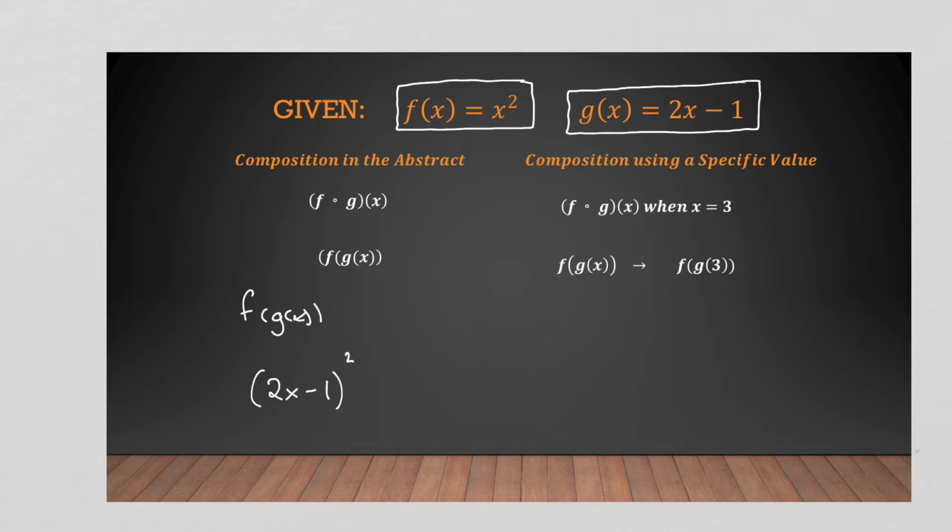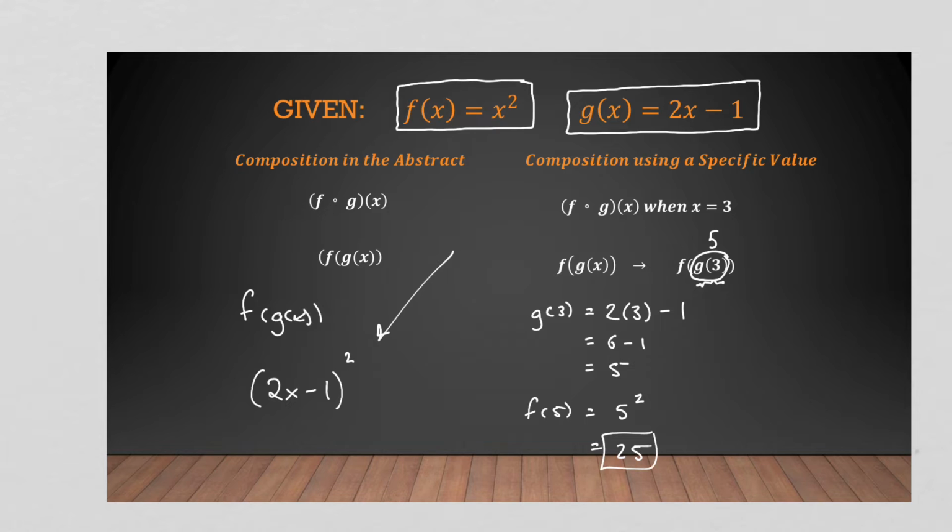But if you need to solve for a specific value, and I'll show you how this works right after, well, solve g of 3 first. So take your g of x function, but solve for g of 3. So sub 3 in for x, you get 6 minus 1. So g of 3 is 5. So that means that this whole thing is just worth 5. So then you're only solving f of 5 in your f function, which is x squared. So you get 5 squared. So f of 5 is 25. So that would be your f of g of x when x is 3.